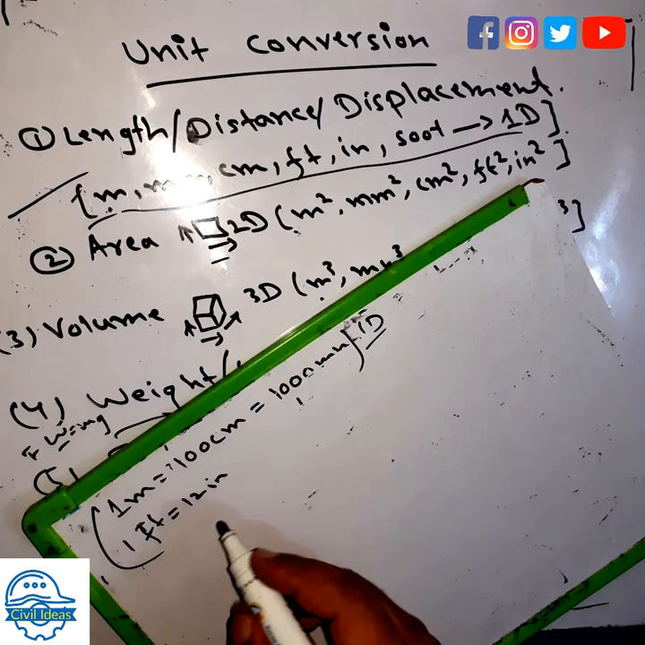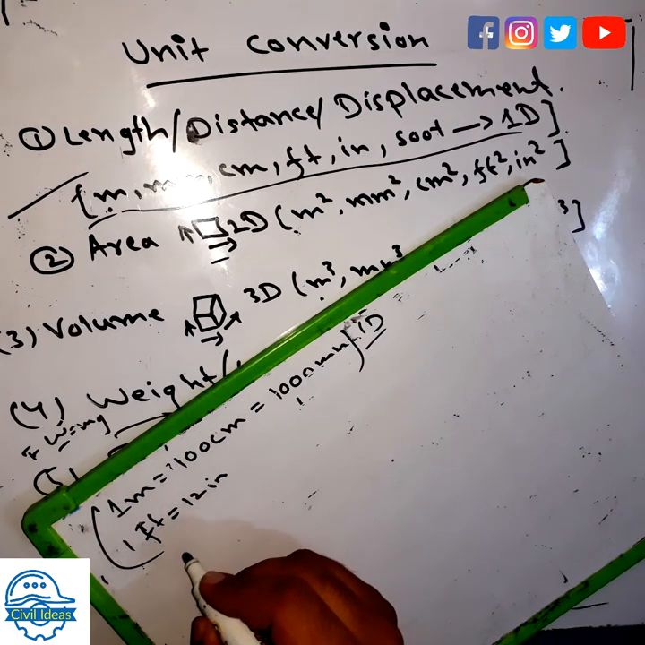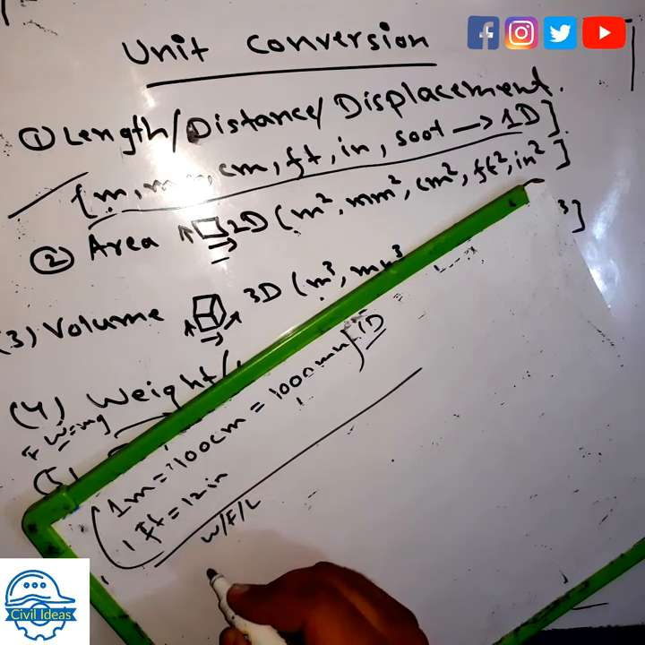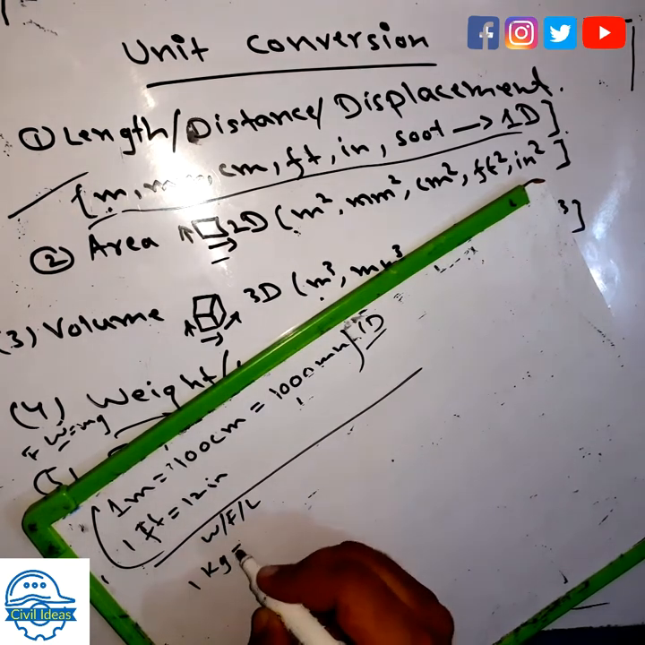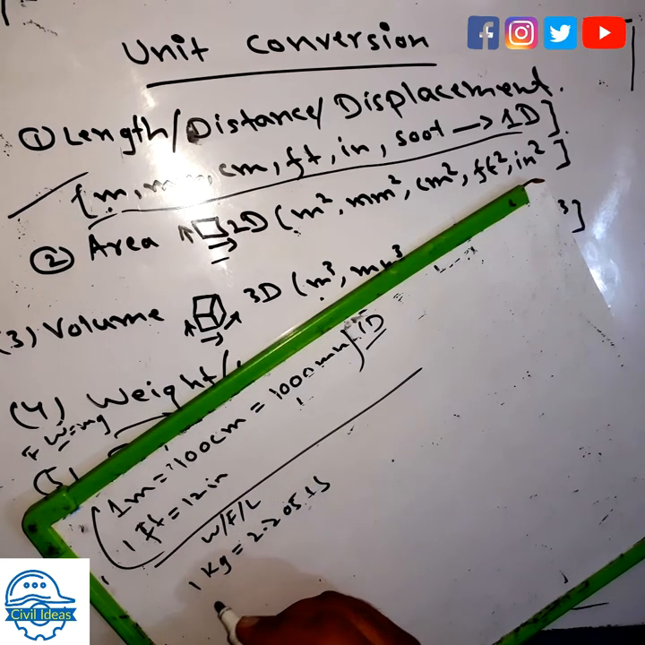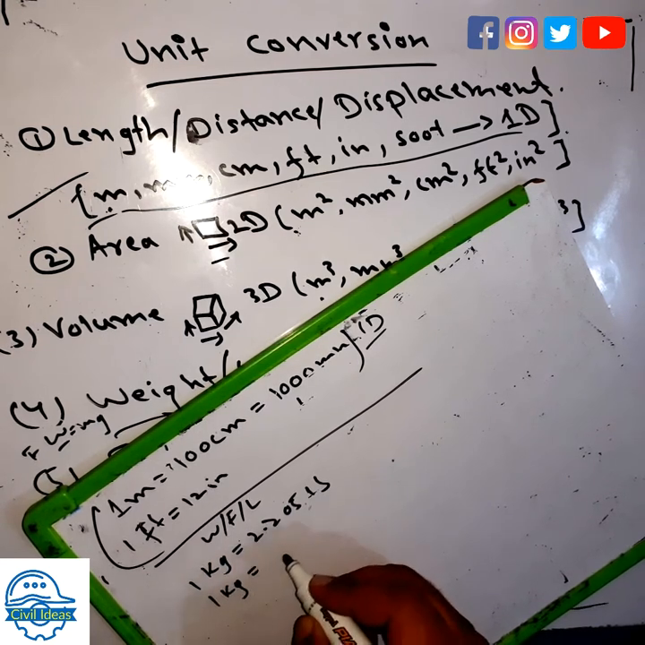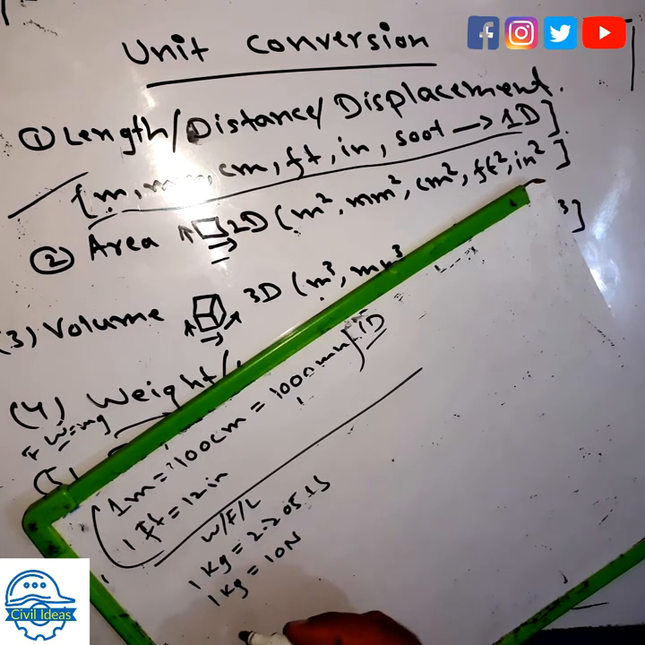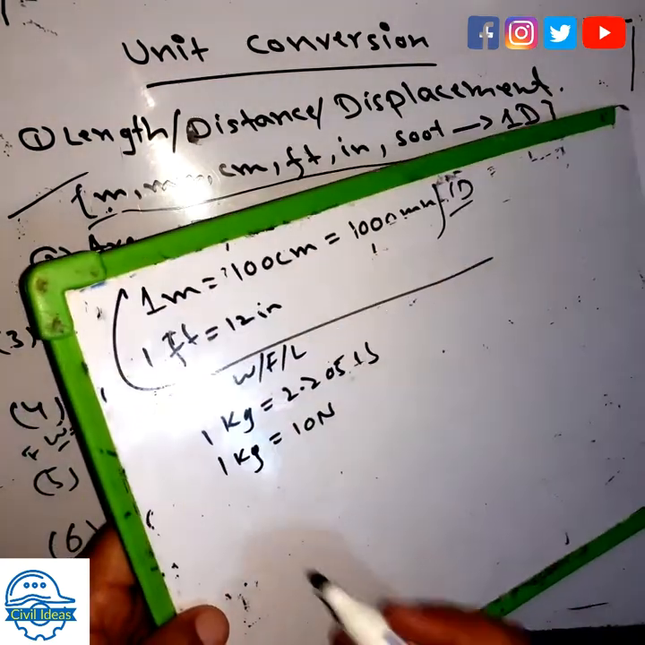these basic values. The second one is weight, force or load. Then you have to know that 1 kg is equal to 2.205 pounds, and another one, 1 kg is equal to 10 Newton. You can take 9.81, but in civil engineering you can take it as 10 Newton. Then you can convert any unit into another. Now I will show you how we can convert it into any other form.